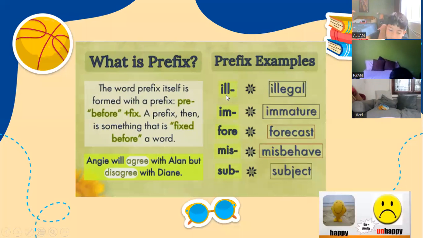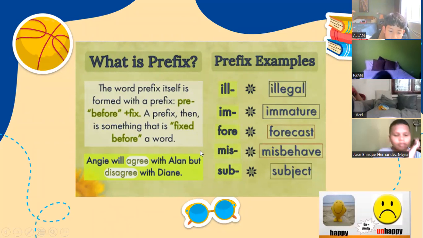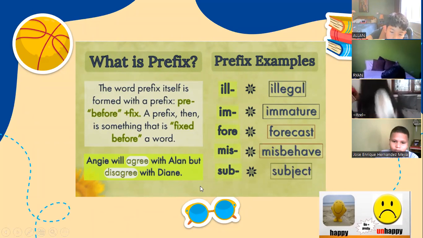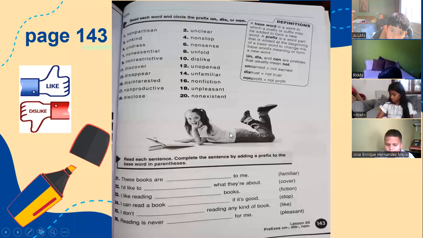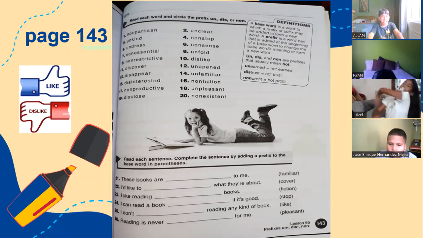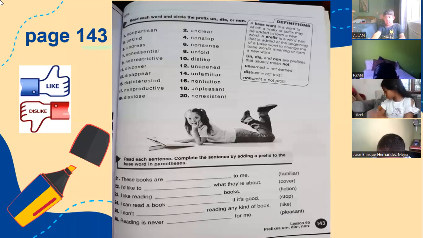Prefixes. Examples: ill, illegal, im, immature, for, forecast, mis, misbehave, sub, subject. Page 143. See, Santiago? 143. Yes. Read each word and circle the prefix, or none. You can do this by yourself.